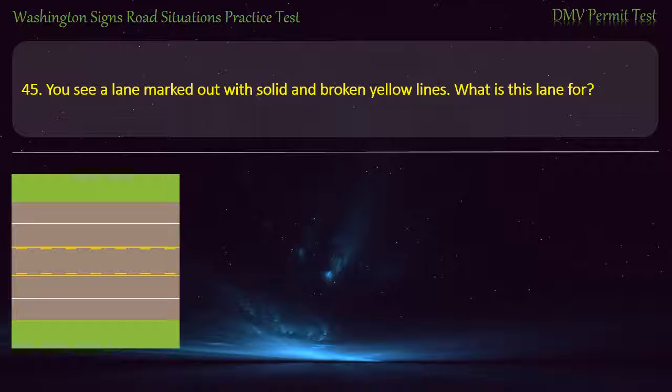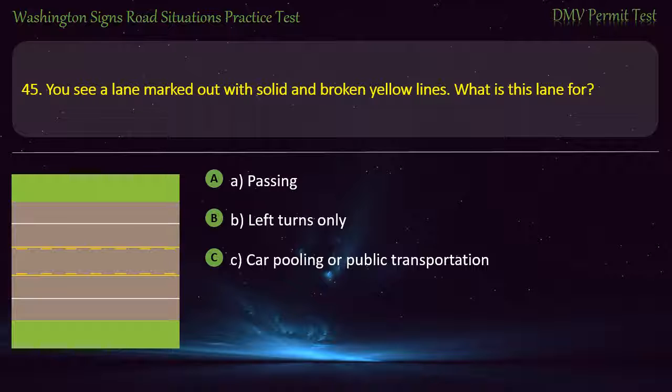Question 45. You see a lane marked out with solid and broken yellow lines. What is this lane for? A. Passing. B. Left turns only. C. Carpooling or public transportation. D. Answers A and B. Answer. B. Left turns only.